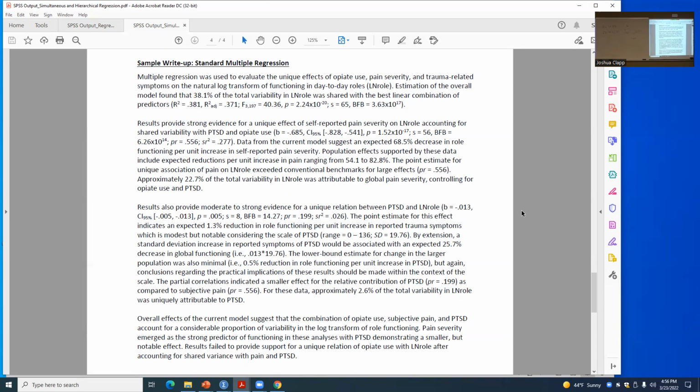Lower bound and upper bound starts to get a little more difficult with this because all of our constructs are arbitrary, and a 1 unit increase starts to be difficult. If I've got PTSD on a 0 to 133 or 150 point scale, a 1 unit increase is minimal, versus a 1 unit increase in pain from 1 to 6 is much bigger, right? So it gets more difficult, but I want you to continue to think about these types of things.